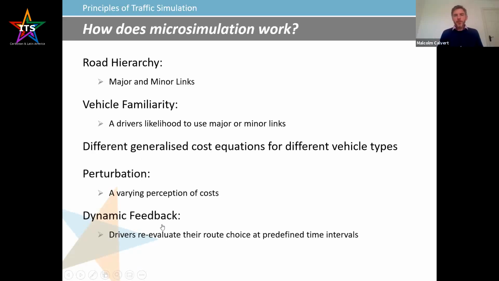And then there's also these other aspects which play into the choice of routes. And within Paramics, we describe them as road hierarchy, vehicle familiarity, having different generalized cost equations for different vehicle types, perturbation, and dynamic feedback.